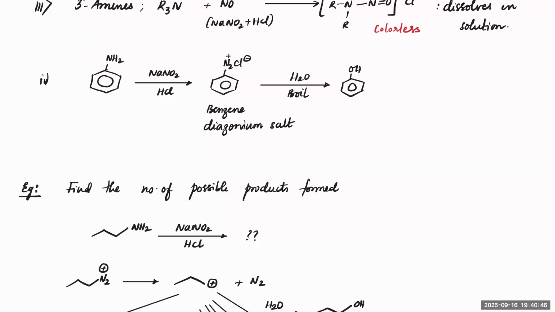Even with 1 degree, if you maintain a very low temperature, 0 to 5 degrees Celsius, then you will see diazonium salt forming, benzene diazonium salt, and that slightly on boiling with water will convert into phenol. So these are the major tests, beta. One is the Hinsberg test, the other is the carbylamine test, and the HNO2 test.